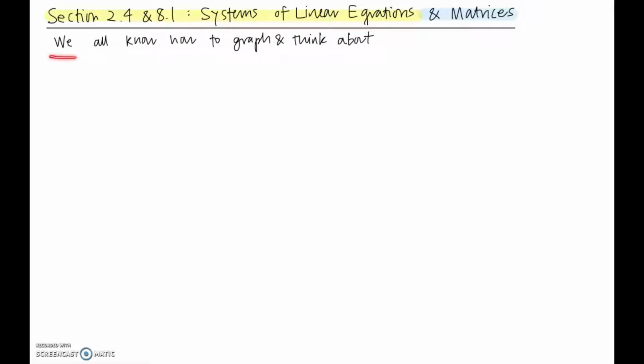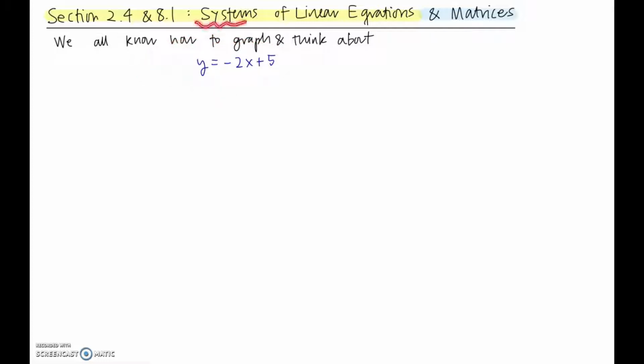So we all know how to graph and think about something that looks like this. This is just a function. If we graphed it, it would be a straight line. From right here, we know that we would have a slope of -2, and from right here, this 5 would tell us that it intersects the y-axis at (0, 5). So we pretty much know everything about this guy right here.